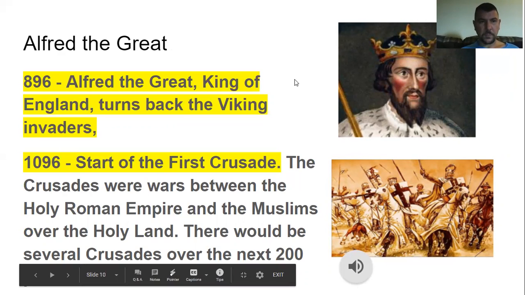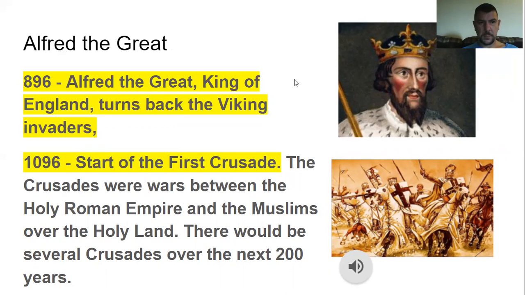Alfred the Great, 896. Alfred the Great, king of England, turns back the Viking invaders. 1096 started the First Crusade. The Crusades were wars between the Holy Roman Empire and the Muslims over the Holy Land. There would be several Crusades over the next 200 years.